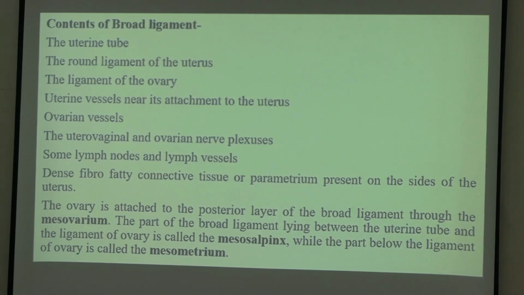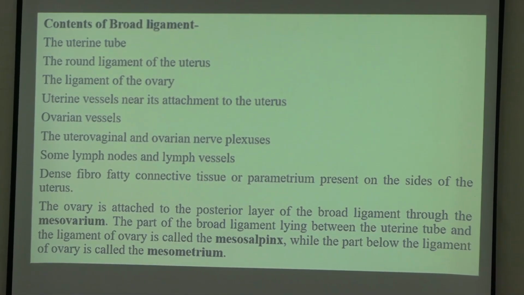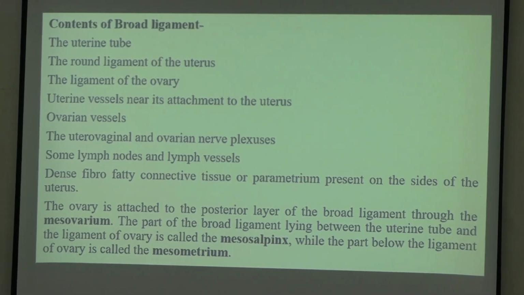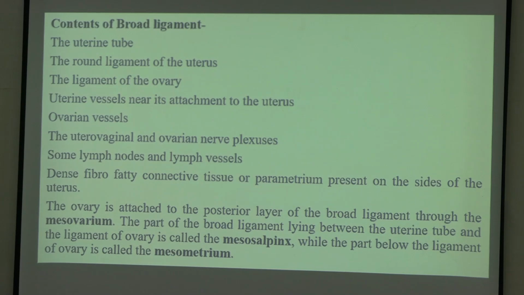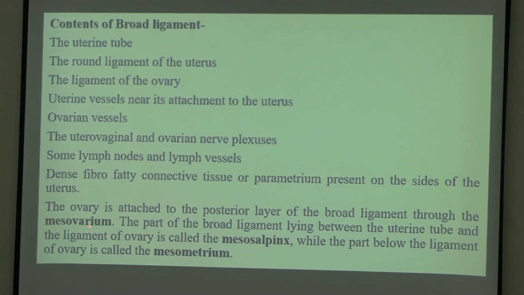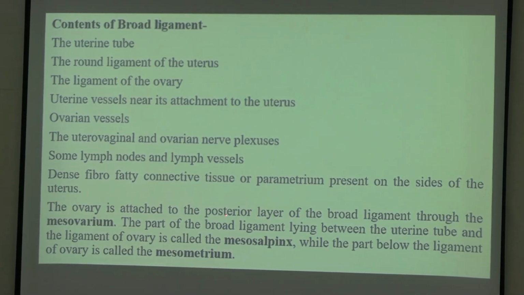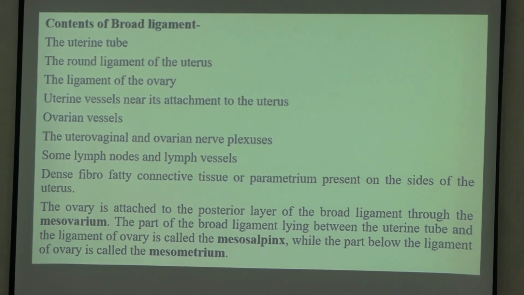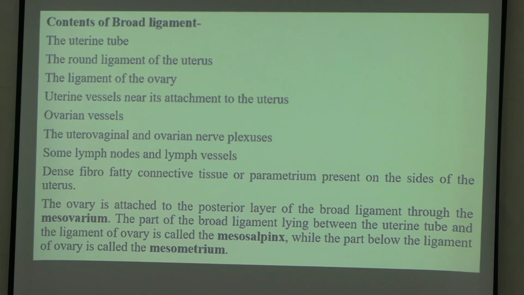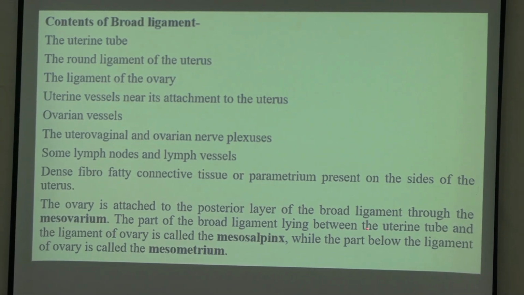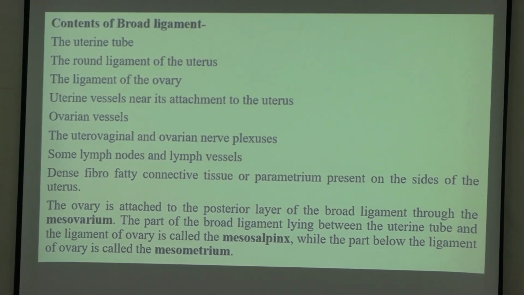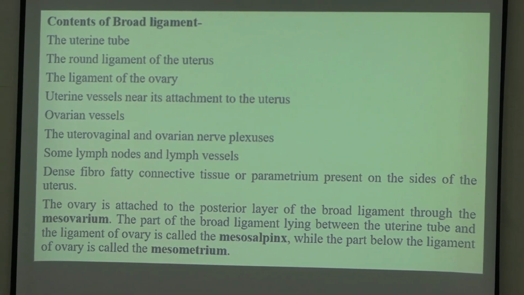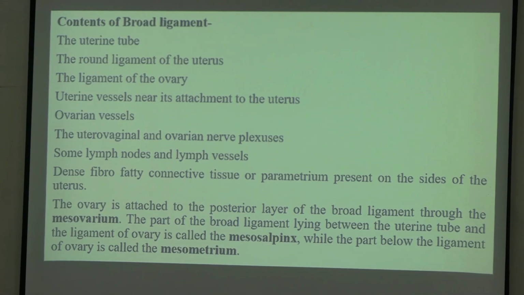Next, there are three particular areas of the broad ligament of the uterus. What are they? It includes the mesoovarium, mesosalpinx and mesometrium. Okay. Now what is this mesoovarium? This is the posterior layer of the broad ligament of the uterus, which is attached to the ovary. That is the mesoovarium. Now the part of the broad ligament lying between the uterine tube and the ligament of the ovary, that is called as mesosalpinx. And below that, the area is called as mesometrium.